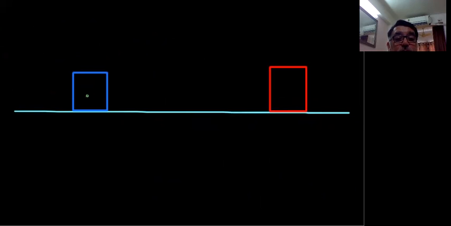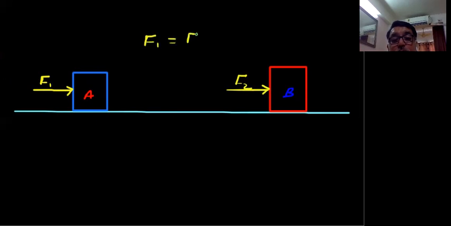Let's say this is box A and this is box B. Now, in this case, what we are going to say is that the force applied is exactly same. So now I'm going to draw the force. Let's say this is force F1 and this is force F2. And what we are saying is that F1 is equal to F2.